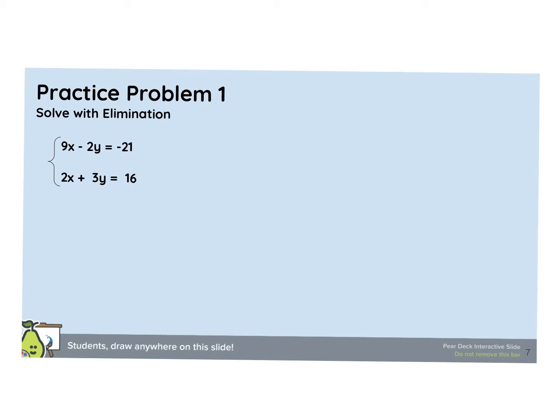Okay, so let's see how you did with practice problem 1. First, I'm going to look at my coefficients for x. I have a 9 and a 2. Those are different. And for y, I have a 2 and a 3, also different. So do we have to multiply one equation or both equations?